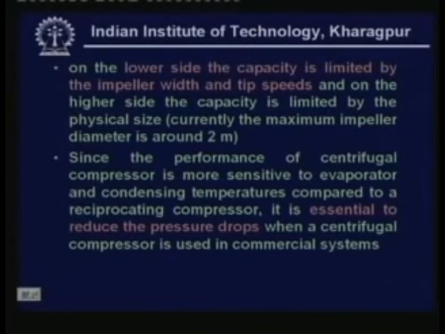Since the performance of centrifugal compressor is more sensitive to evaporator and condensing temperatures compared to a reciprocating compressor, it is essential to reduce the pressure drops when a centrifugal compressor is used in commercial systems. Okay, so the design strategy has got to be different for the refrigerant system when you are using a centrifugal compressor and when you are using a reciprocating compressor. Centrifugal compressor is more sensitive to pressure drops. We have seen just now, it cannot handle when the pressure rise goes beyond the design pressure rise. So, you have to minimize the pressure drops. Okay. So, you have to design the system in such a way that the pressure drops in the lines or across any valves or anything is minimal.